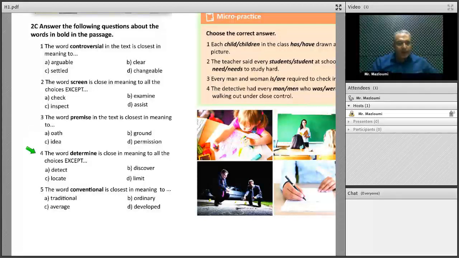Number 4, the word determine. Please pay attention to the correct pronunciation. It is determine. We don't say I. So determine, men, n. Many students unfortunately mispronounce this word. The word determine is close in meaning to all the choices except. So everyone, determine means detect. It means discover. It means locate. It doesn't mean limit.